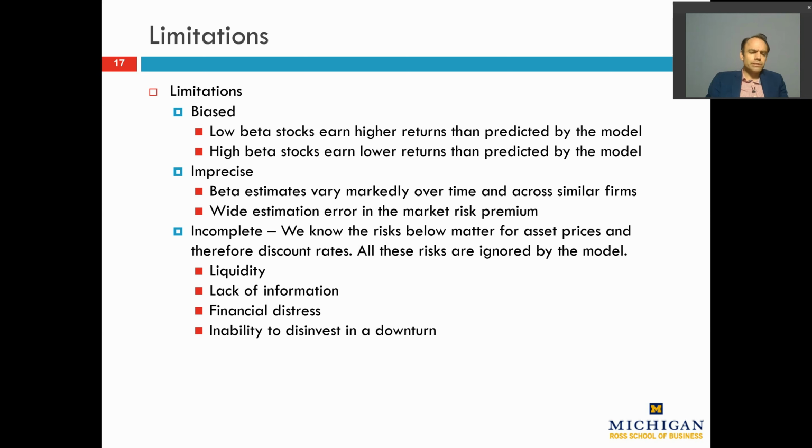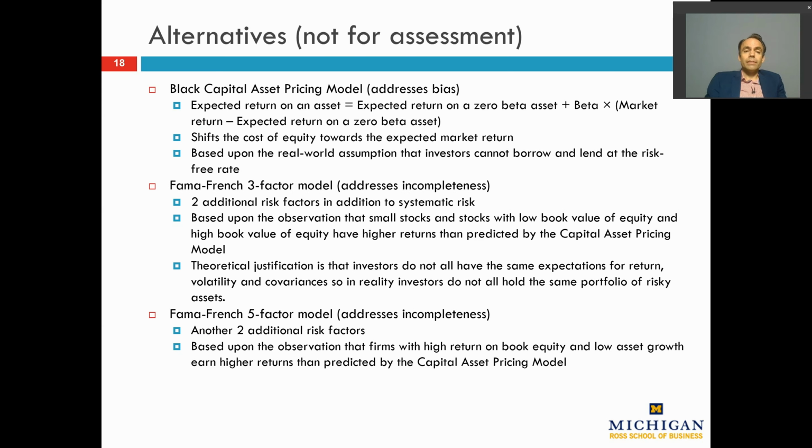What's the theoretical basis for these risks actually mattering for asset prices? The theoretical basis is that investors don't have the same expectations for risks, expected returns and covariances, and investors aren't all operating with the same information set. And once you deviate from those crucial assumptions, then it's possible to have these industry and company-specific risks actually matter for prices and therefore discount rates. So in short, the capital asset pricing model is biased, it's incomplete, and it is imprecise.